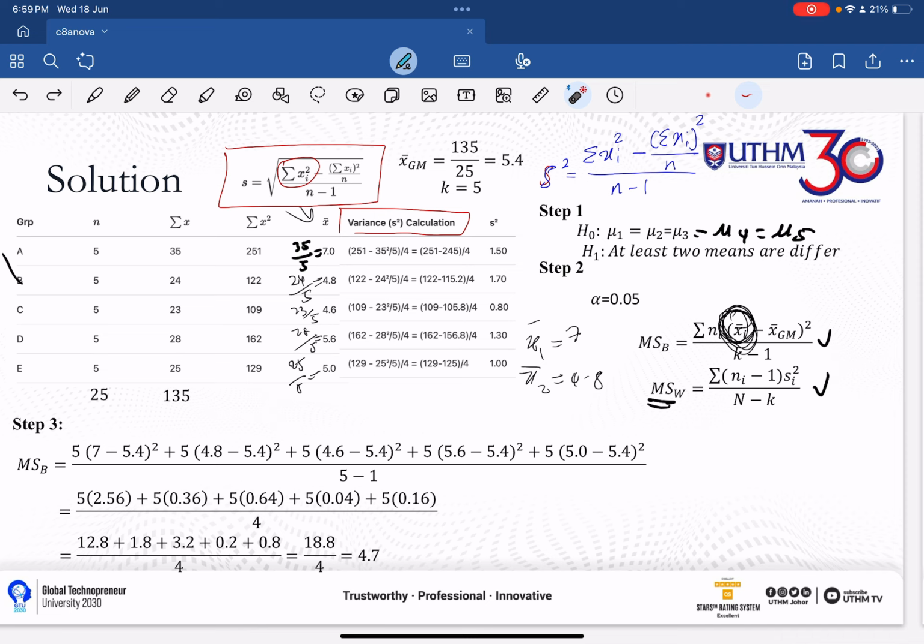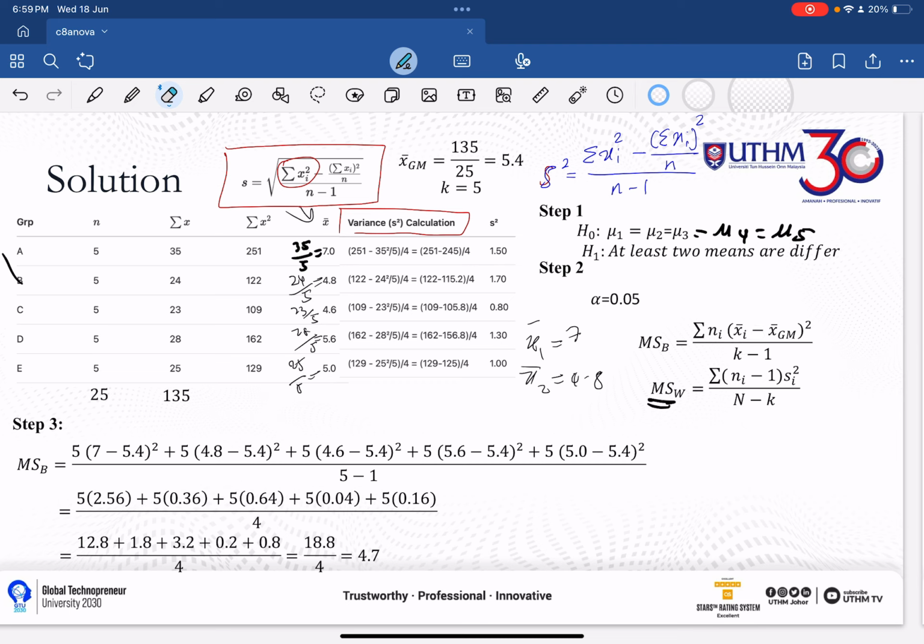Same goes to group B. You need to find the variance. So summation of x squared is 122 minus 24 squared over 5. Divide by n minus 1, 4. So this is our answer. So you need to calculate this up until the end. Right? Okay, so we already calculated that part. We already done that part. So it just came here.